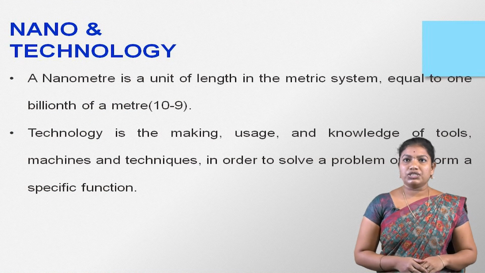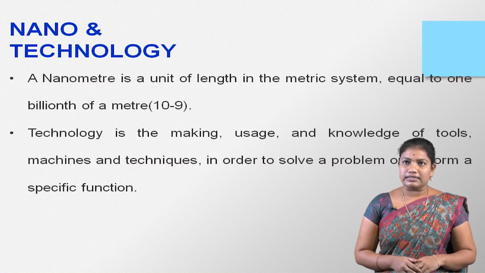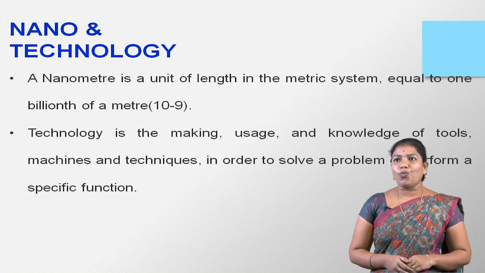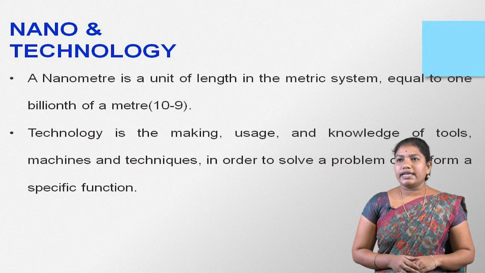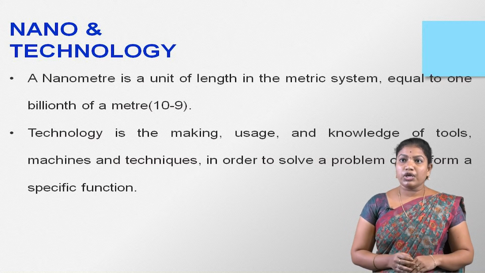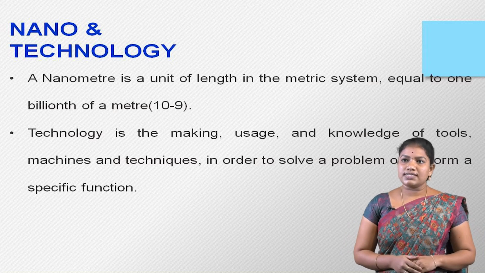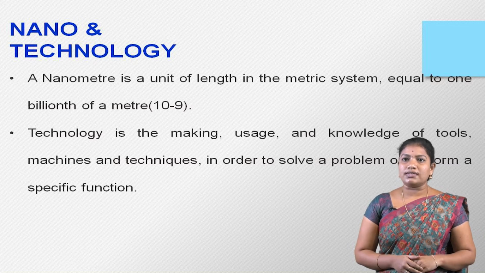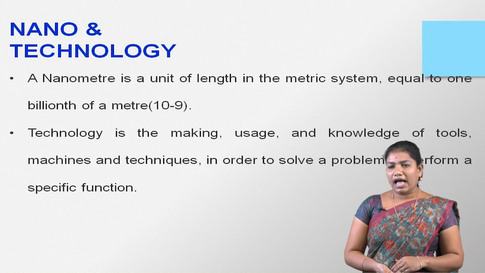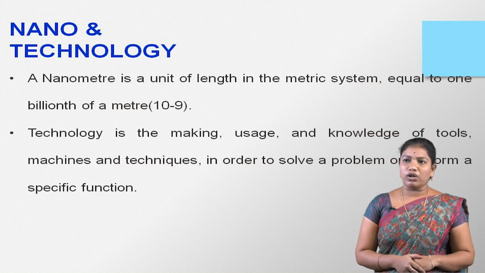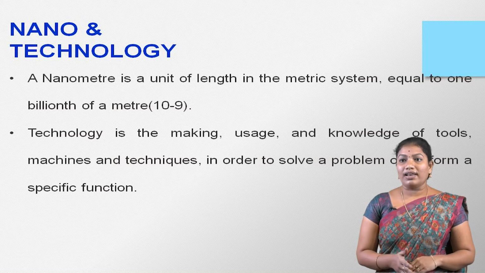First, nanotechnology. The nanometer is a unit of length in the metric system equal to one billionth of a meter, 10 to the power of minus 9. Technology is the usage and knowledge of tools, machines and techniques in order to solve a problem or perform a specific function. Nanotechnology refers to the branches of science and engineering devoted to designing, producing, and using structures, devices and systems by manipulating atoms and molecules at the nanoscale, that is, having one or more dimensions of the order of 100 nanometers or less.